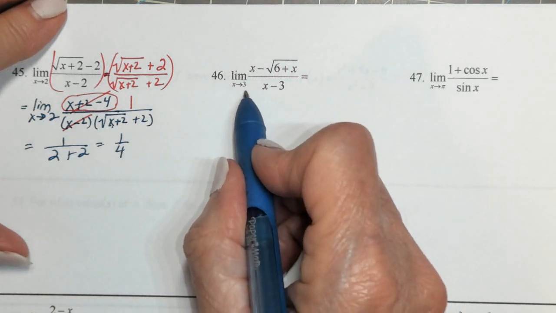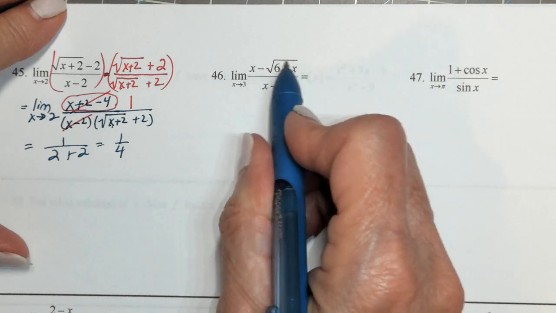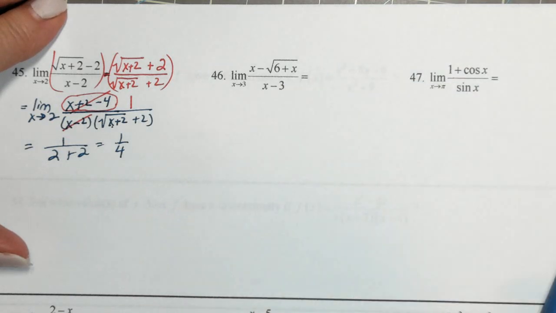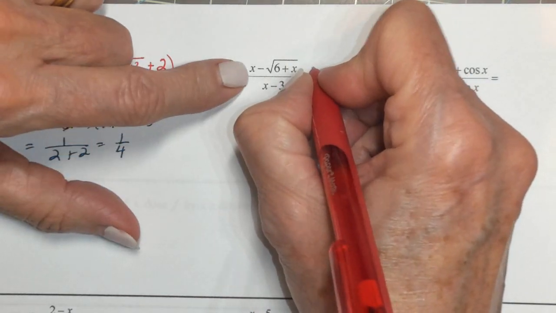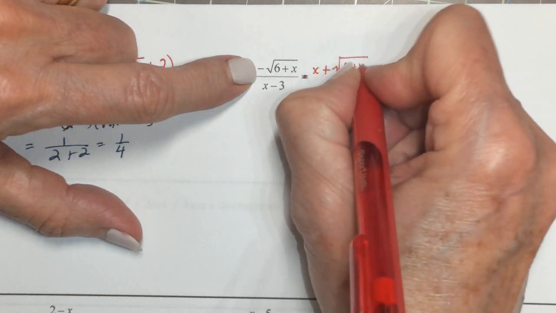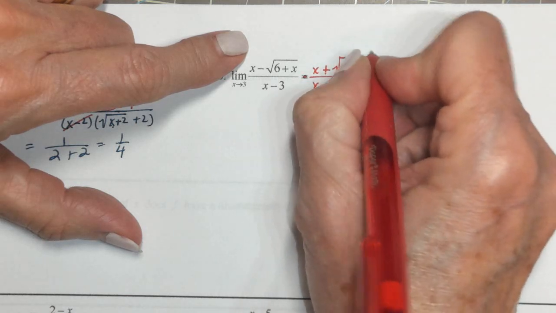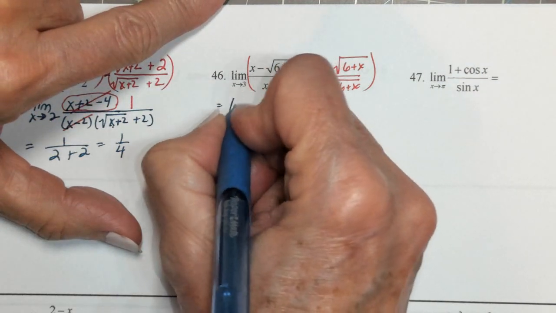Limit as x approaches 3. On the bottom we have a 0, on the top we have 3 minus 3. So we have 0 over 0, another hole. I'm going to multiply top and bottom by the conjugate, x plus, leave your square root the same. Whatever you do on the top, you need to do on the bottom. Okay.